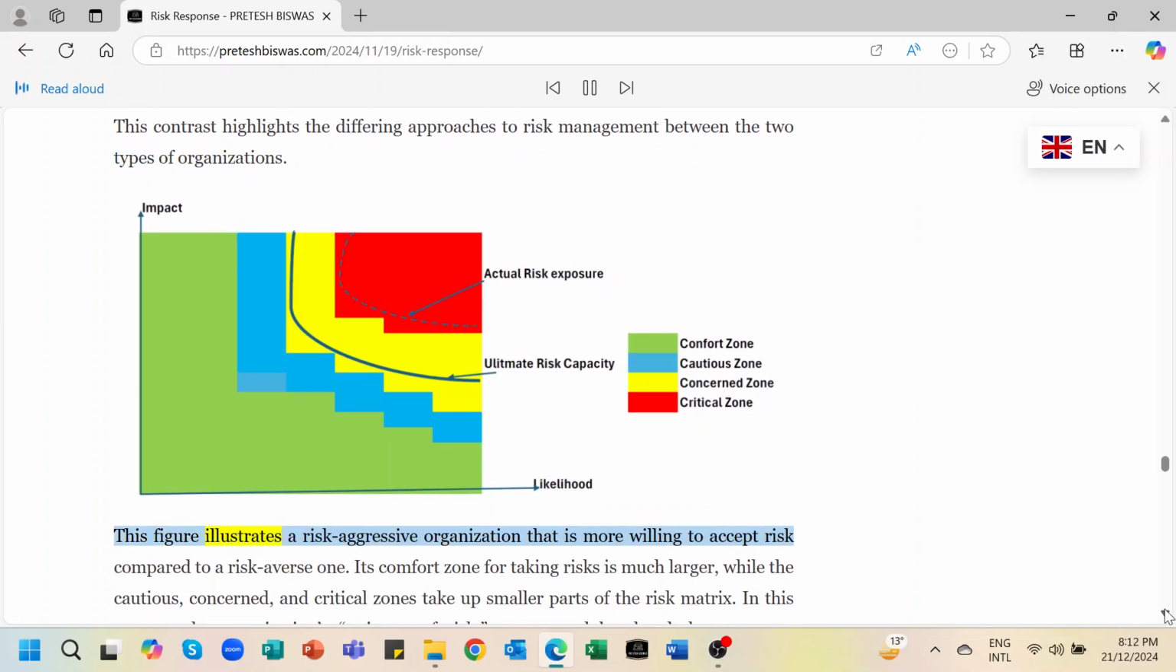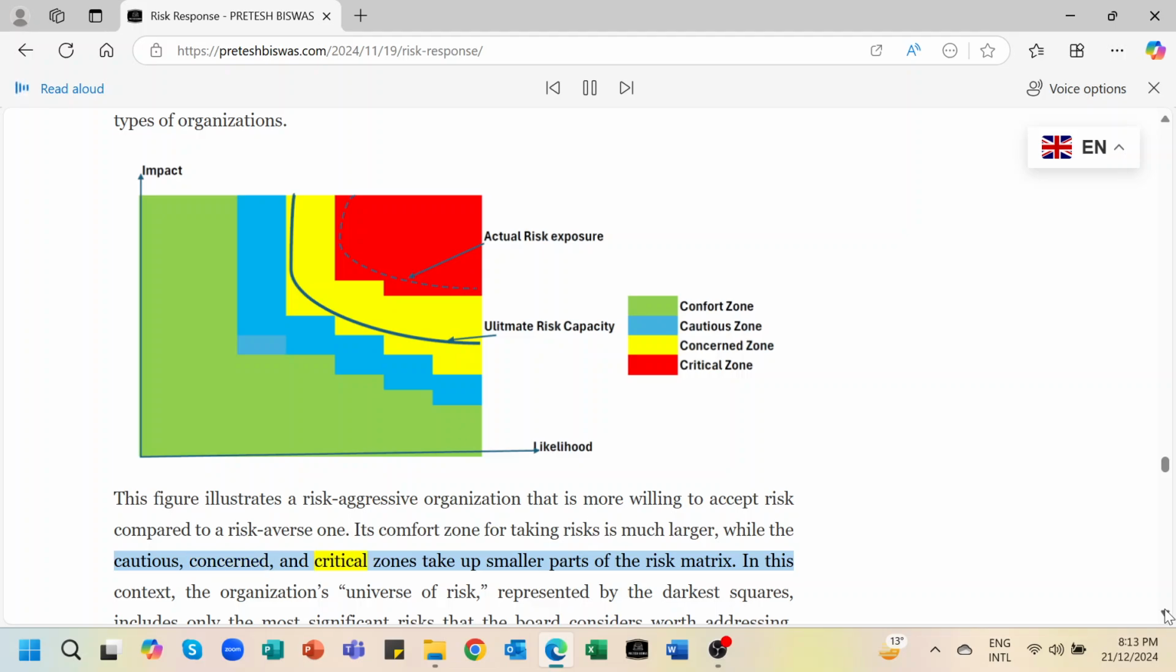This figure illustrates a risk-aggressive organization that is more willing to accept risk compared to a risk-averse one. Its comfort zone for taking risks is much larger, while the cautious, concerned, and critical zones take up smaller parts of the risk matrix.